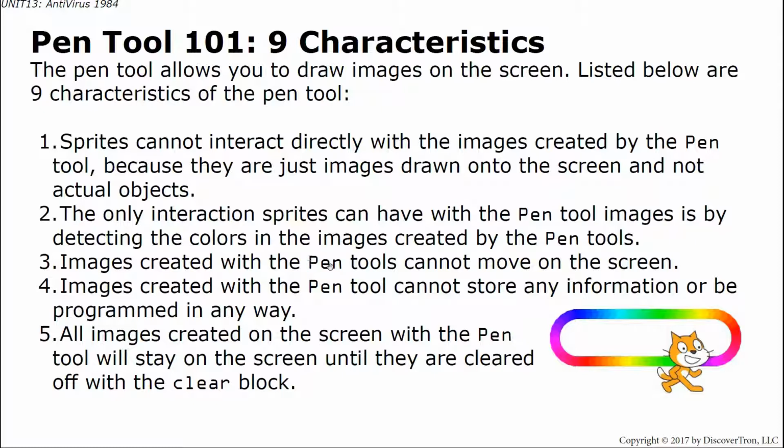3, images created with the pen tool cannot move on the screen. The stamp that seemed to be moving wasn't moving. It was just an optical illusion of stamping that sprite's image on the stage quickly behind it, which causes it to appear to be moving. Images created with the pen tool cannot store information. So you can't program an image. It can't store variables. It has no behaviors. It has no characteristics. It's just drawn on the screen. Nothing complex about that.